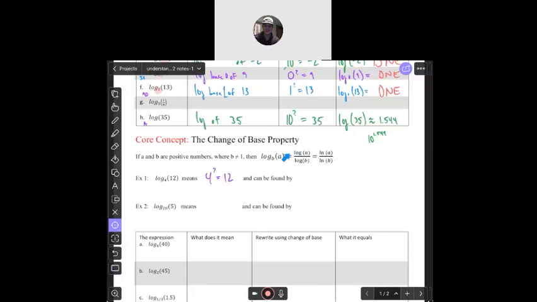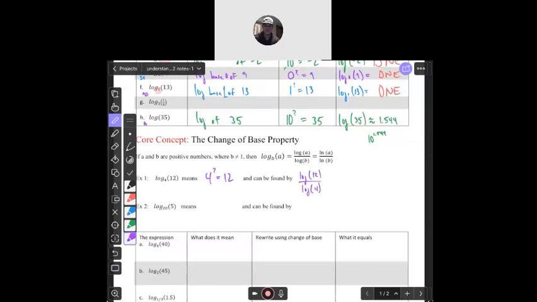So we can rewrite a log of any base into a ratio of common logs or a ratio of natural logs. And we know how to do this in a calculator. I can type this into a calculator and it will spit out an answer for me, whereas we don't know how to type that into a calculator. So log base 4 of 12 means 4 to the what is 12. And that can be found by rewriting it as a ratio of log of 12 over log of 4.